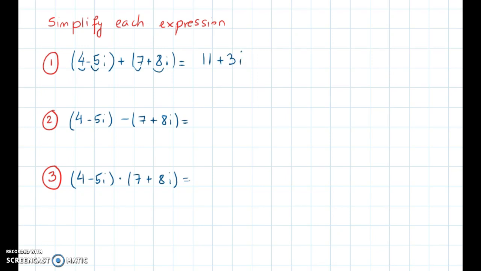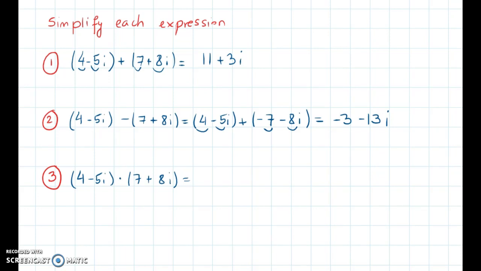If I'm subtracting over here, maybe I want to just rewrite this as the first complex number plus, and I'm going to change the signs in the second one, so -7 minus 8i. Now the sum of the real part is going to be -3, and the sum of the imaginary parts is going to be -13. So -3 minus 13i.